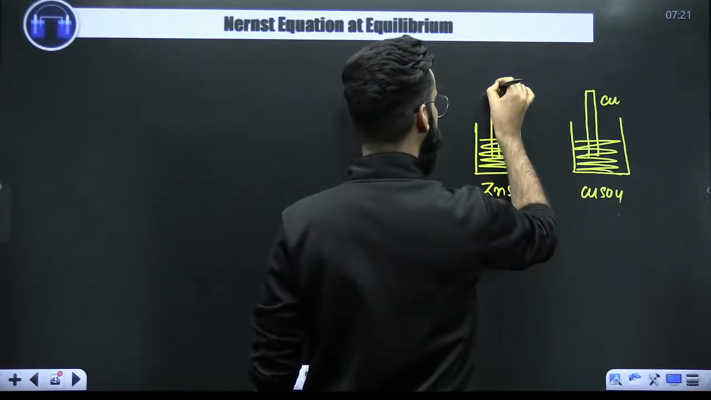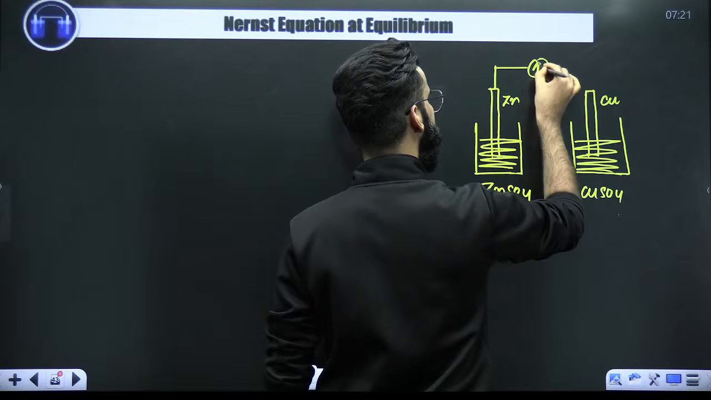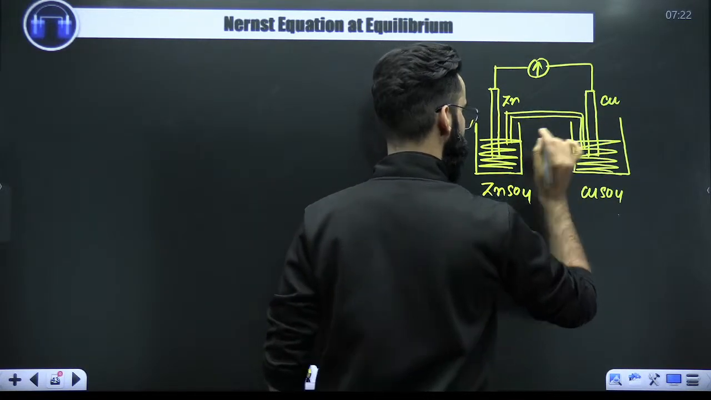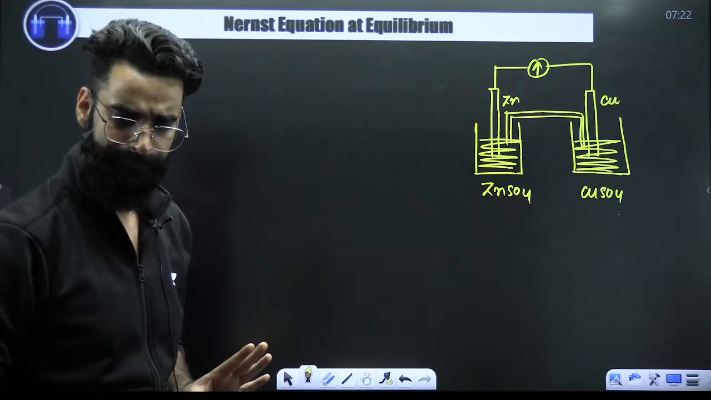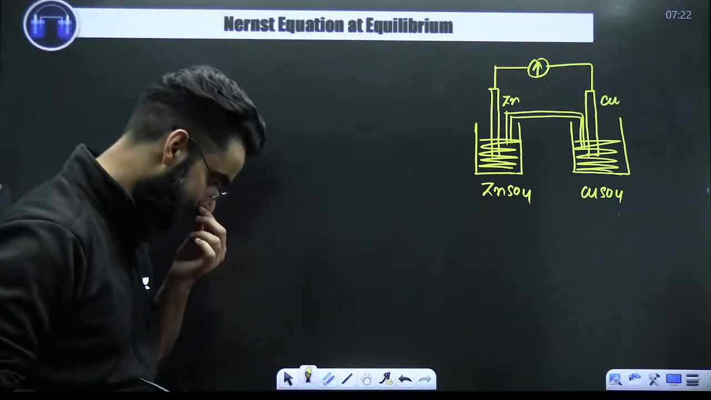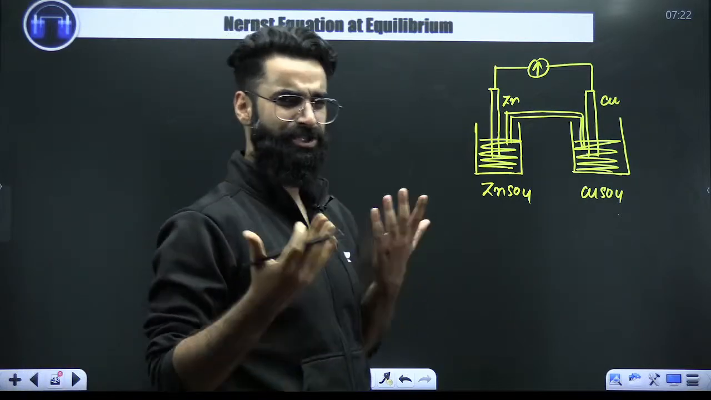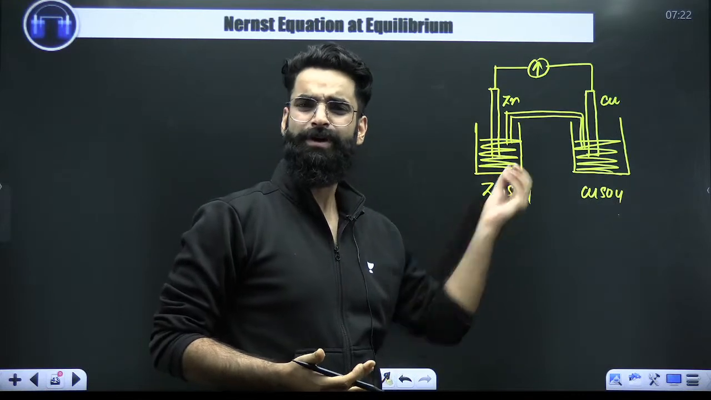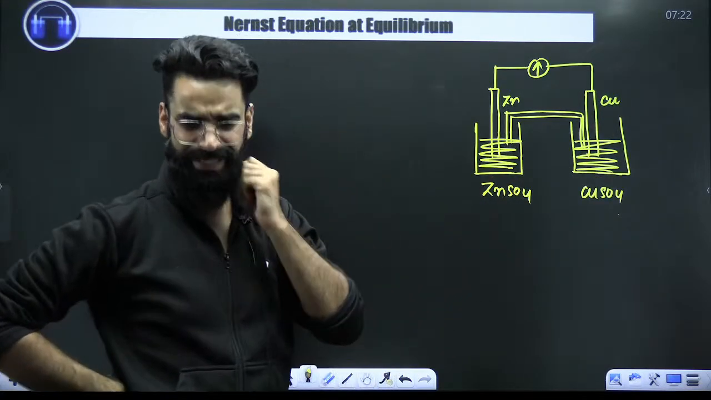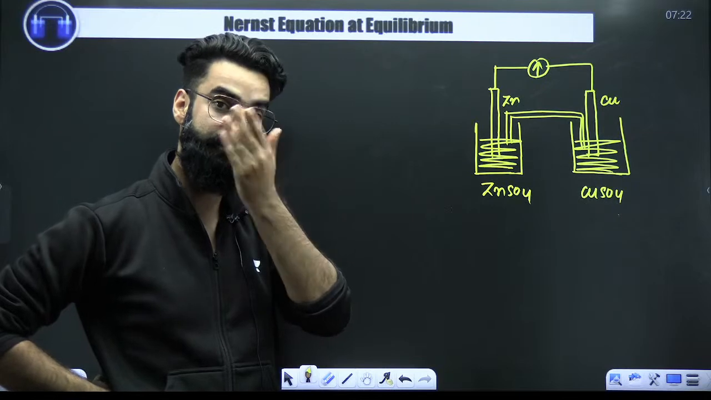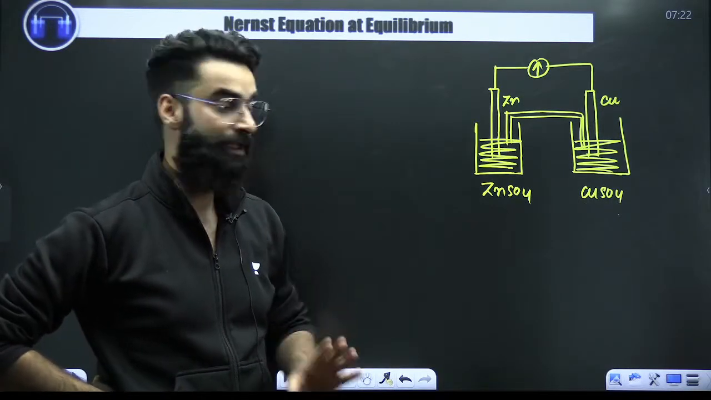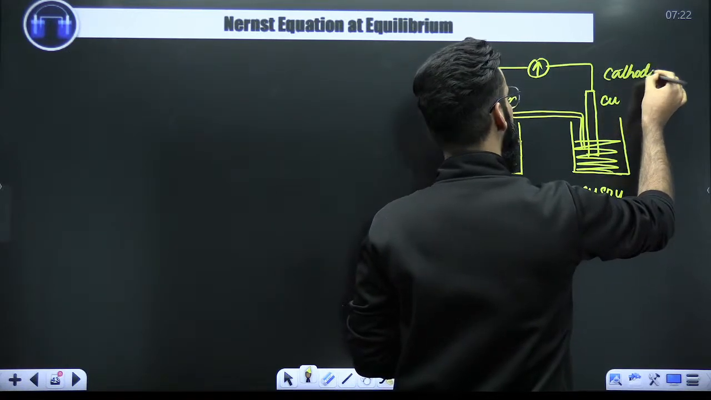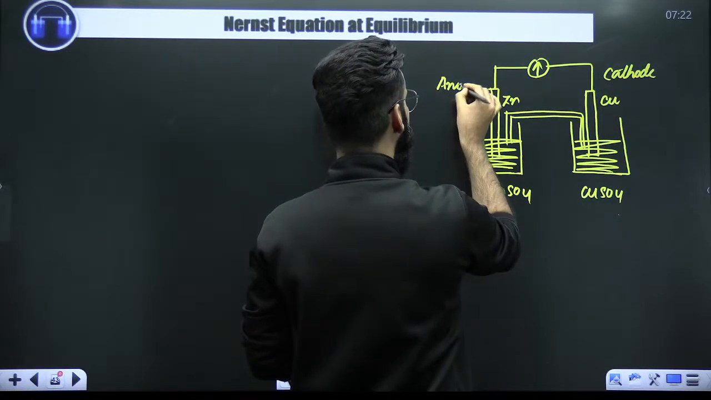Now, my dear students, you are connecting them with the help of what? With the help of a voltmeter, right? And this is your salt bridge. So this cell I'll be calling the Daniell cell. And in Daniell cell, we have discussed that your zinc electrode behaves like the anode and your copper electrode behaves like the cathode. That's something which we know already.